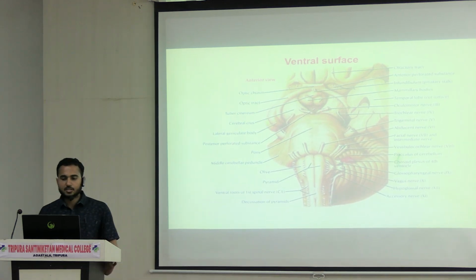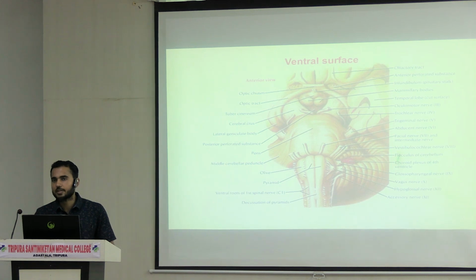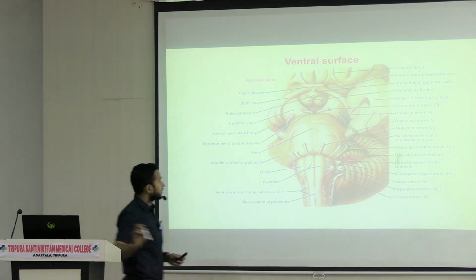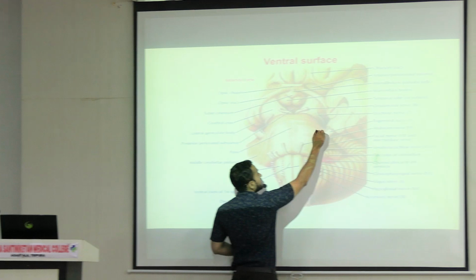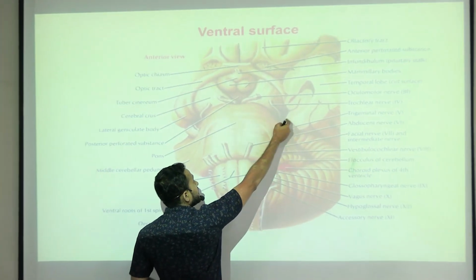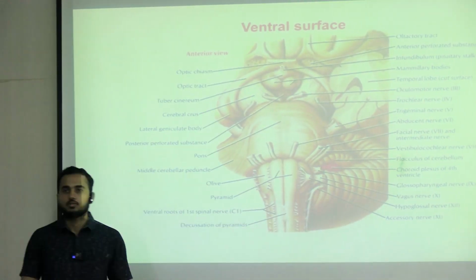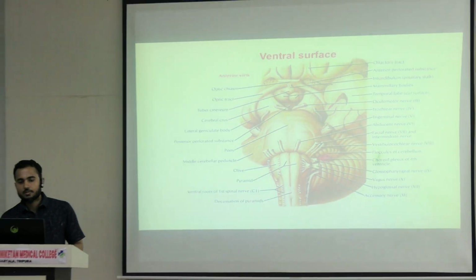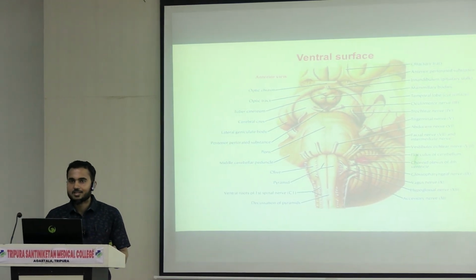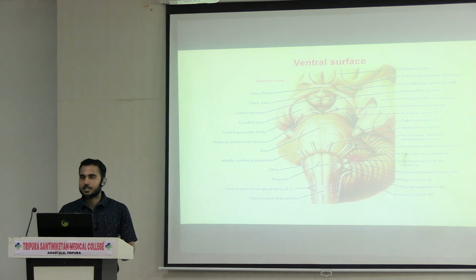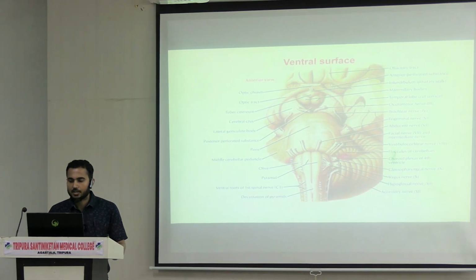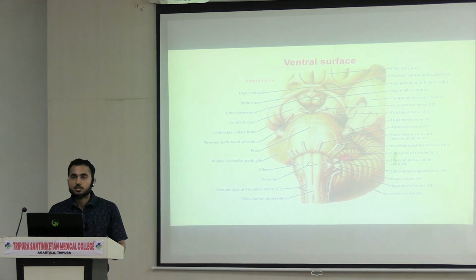Next, the trochlear nerve emerges from the dorsal aspect of the midbrain. This is the exception which I mentioned in the beginning. This one is the trochlear nerve. As you can see, it is coming from the dorsal aspect like this. It comes from the dorsal aspect of the midbrain, curls around the lateral aspect of the cerebral peduncle, and then appears on the ventral surface. So that is the exception for the trochlear nerve.